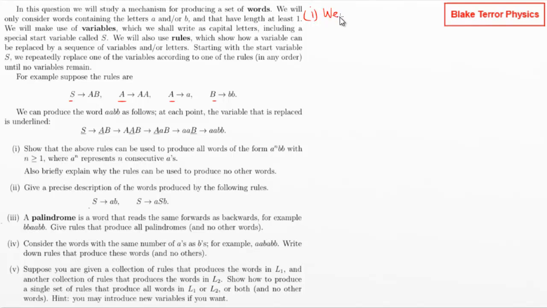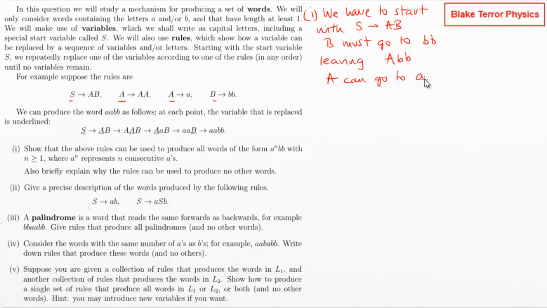Right, so we have to start with S. They've told us we have to start with S, which goes to AB. Right, so A's got the ambiguity in it, so let's deal with B. So B must go to bb, which is the only option that we've got. So that leaves A and then two lowercase b's. A can go to a or AA.